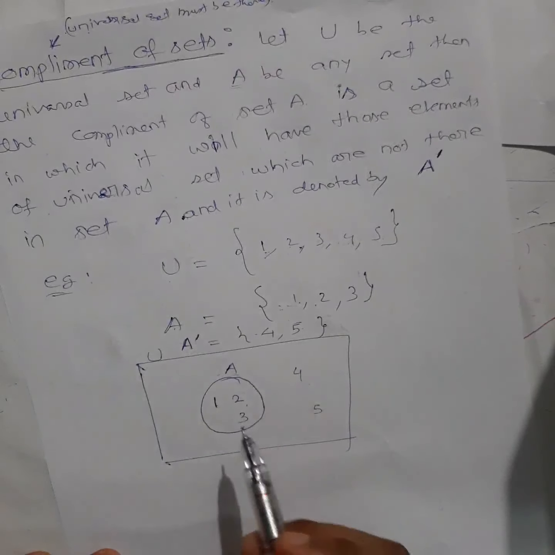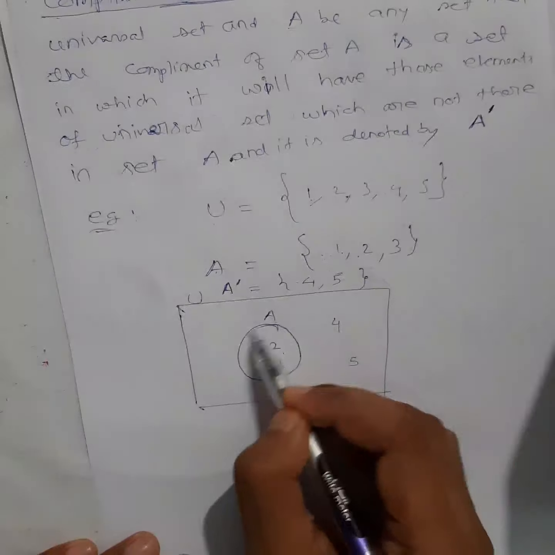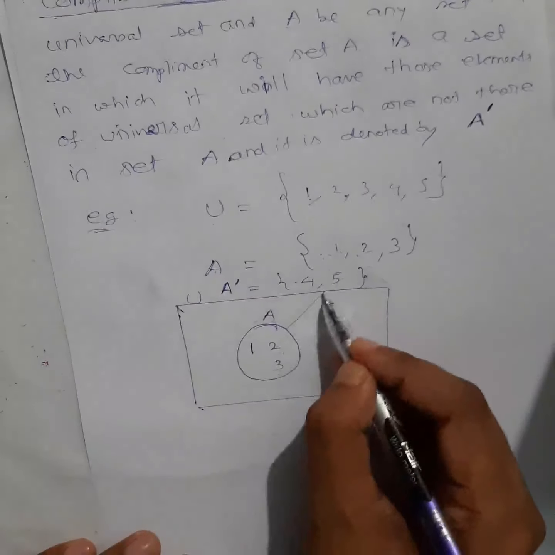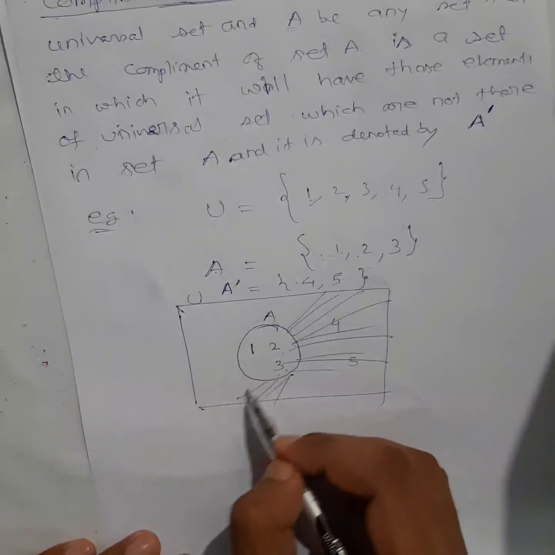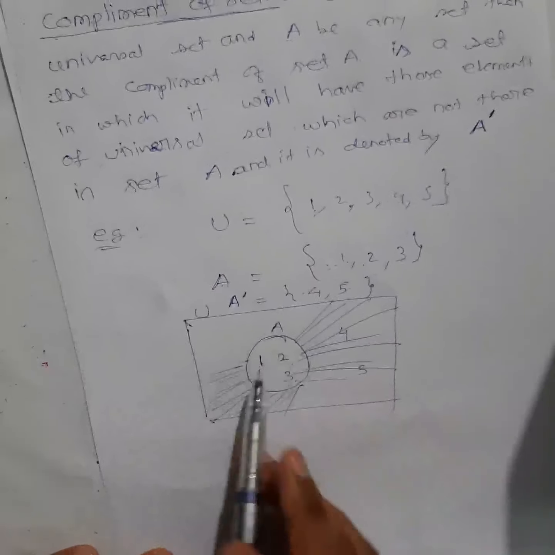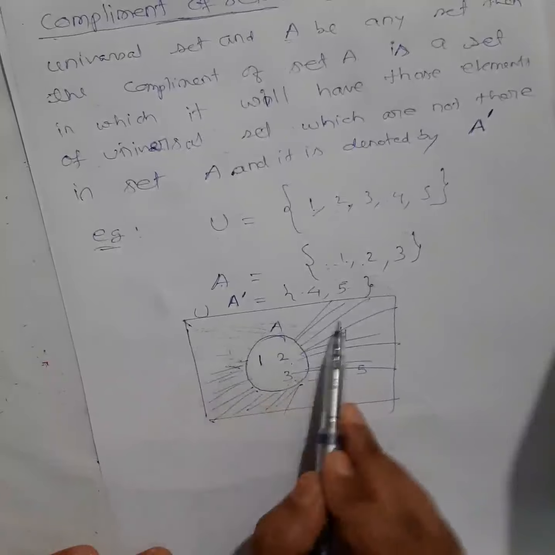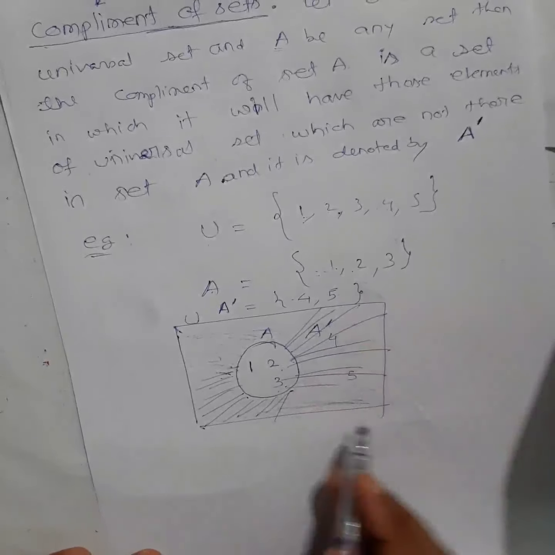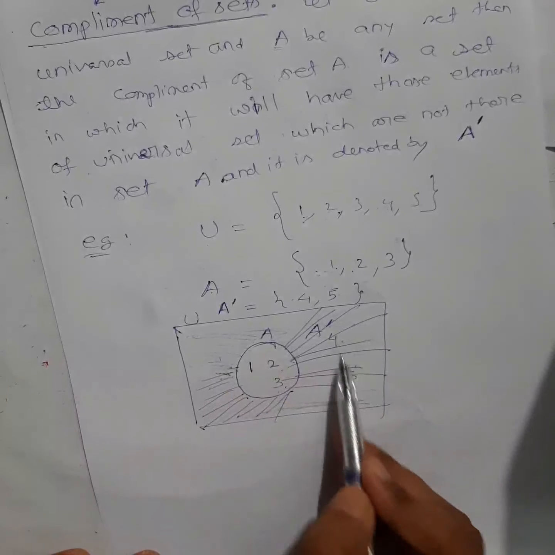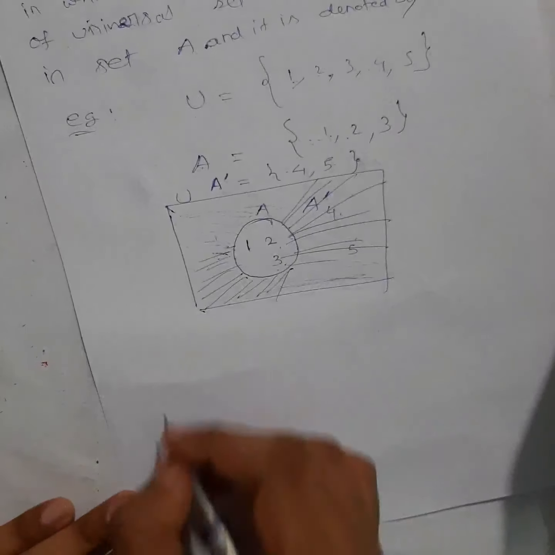Okay, so from a Venn diagram, how to find it out? It's very easy. A complement will be everything other than A. Whatever is there outside, that will be your A complement. So in the diagram, we used to show it like this. This is the shaded portion, this we used to shade. So this will be your A complement. What are the elements in A complement? 4 and 5.